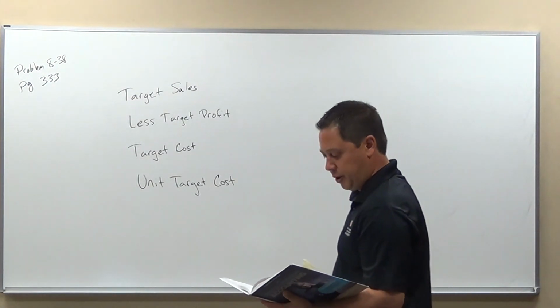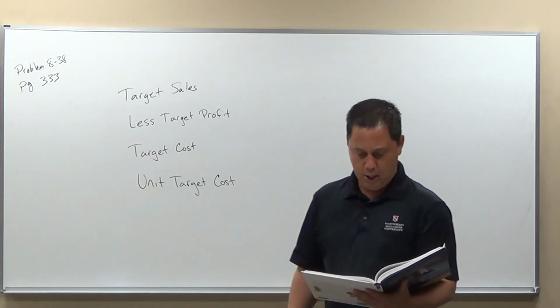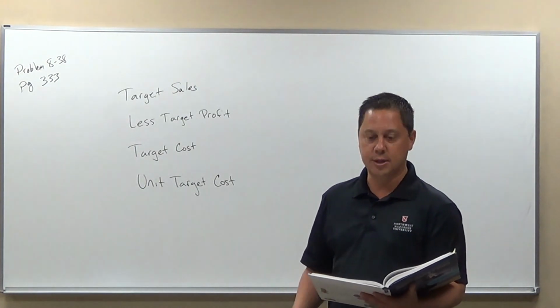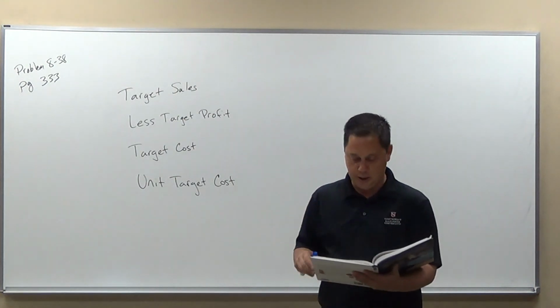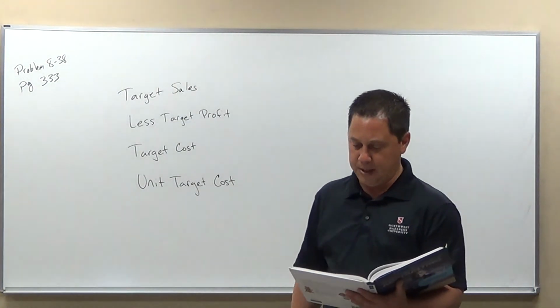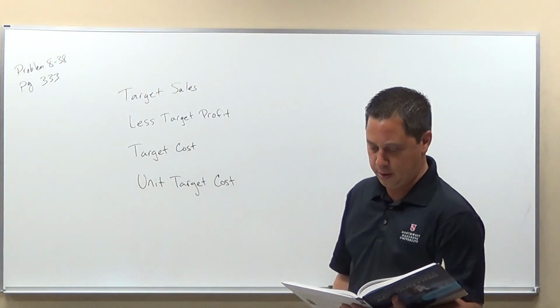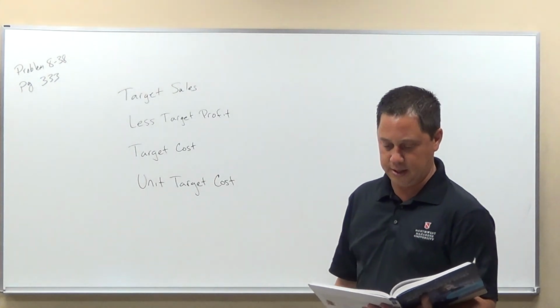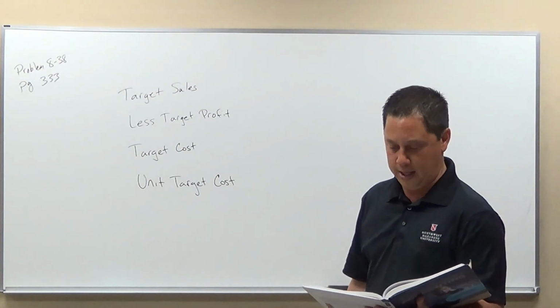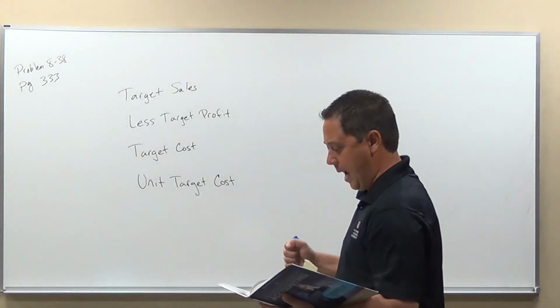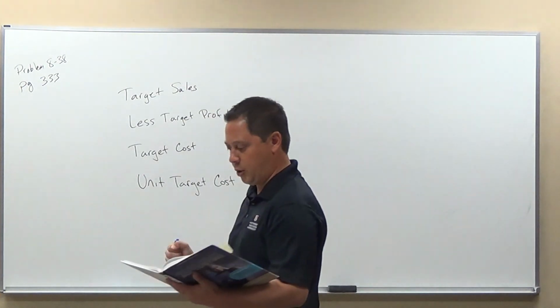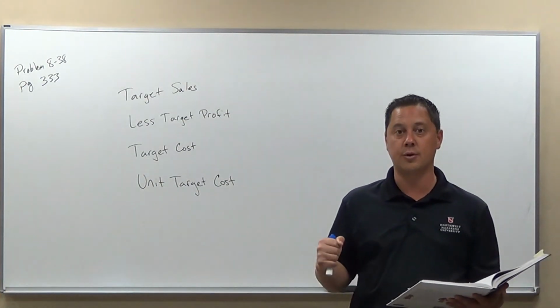On page 333, 8-38, target costing unit cost. So what we're going to figure out is that unit cost right here. Let's take a look at that. This company is contemplating introducing a new type of calculator to complement its existing line of scientific calculators. The target price of the calculator is $75. We know what the target price is there. And the annual sales volume of the new calculator is expected to be 500,000 units.